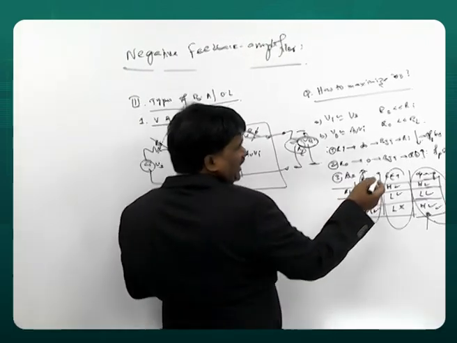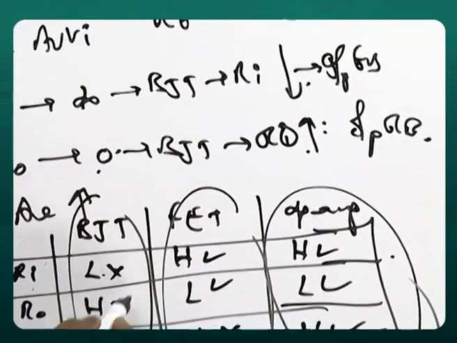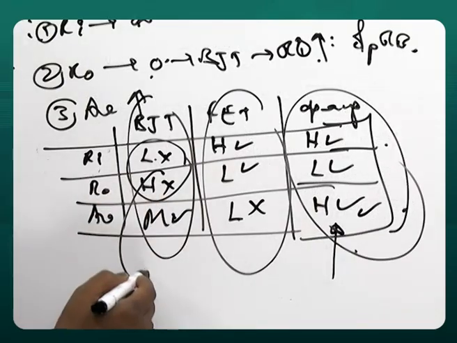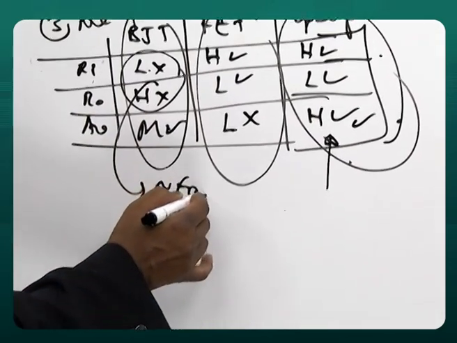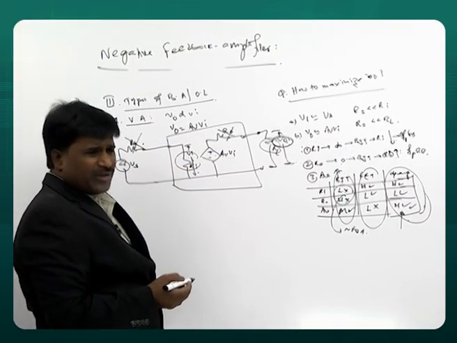So how to achieve these things that we wanted? What we wanted is infinity, but what is there? How to achieve these impedances? These impedances are achieved by negative feedback. That's why we need feedback amplifiers.